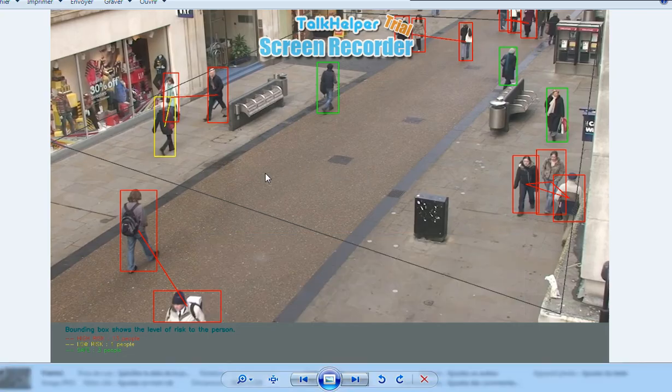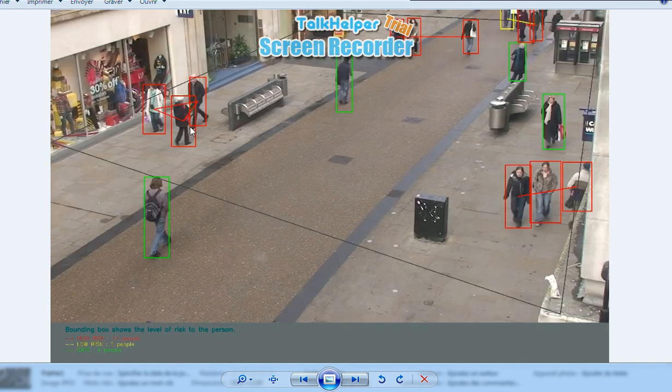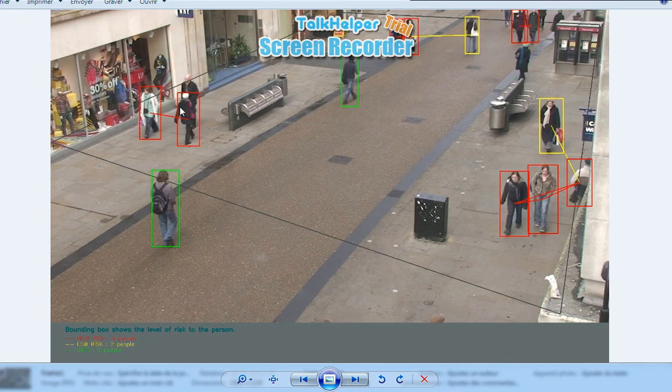So to complete, let's see the result. As we see, the persons in yellow are at risk, and the persons that are safe are shown separately. We keep social distancing. Thank you so much.